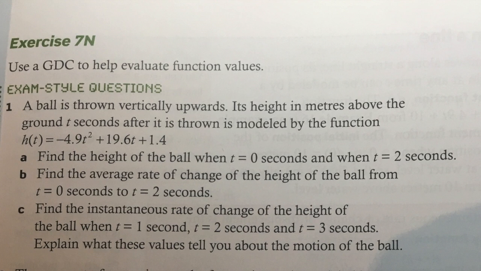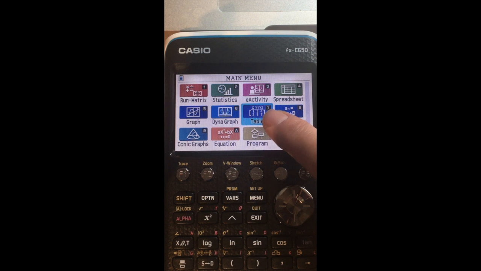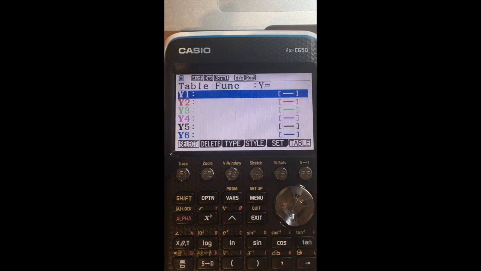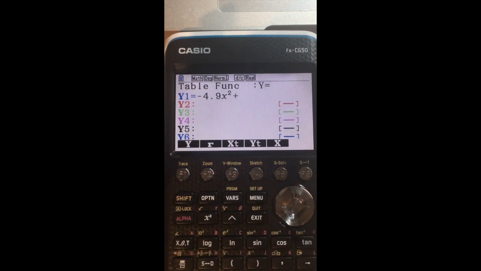It's really important that you can do these rates of change questions on your calculator. So I'm going to show you how to do this particular one on the Casio. On the Casio, I'm going to use the table function. The first is going to be the equation that models the height of the ball: minus 4.9x squared plus 19.6x plus 1.4.